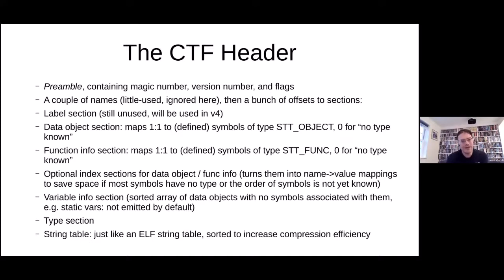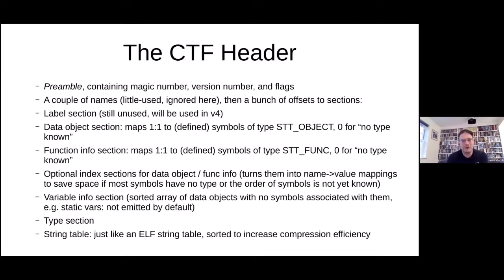There is also a variable info section. This will probably go away in V4 and be replaced with the data object section, which simply lets you say, I've got all these data objects which don't have symbols. I want to know what types they are. Most people aren't going to want this. You need your own symbol resolver, because all you've got is a name and a type. What looks up the name? With no symbol table entry, you don't have an address or anything.